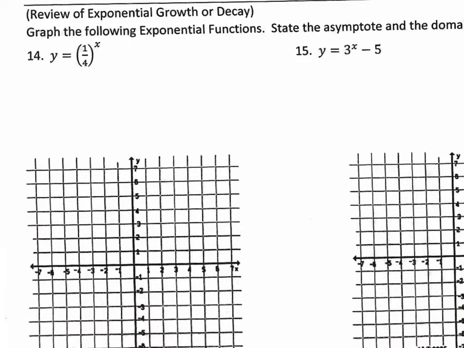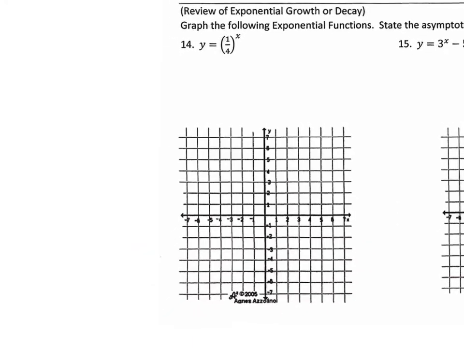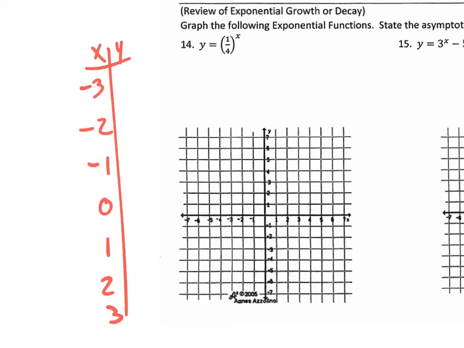So if we take a look at number one, this is a decay function, and step one is to ignore h and k, but there is no h and k, so I'm just going to jump right into my xy table. You also want to use consecutive integer inputs. And just because we have from -3 to +3 doesn't mean we're going to use all of them. Which is the easiest one to plug in out of all these numbers? 0. Plug in 0 right there.